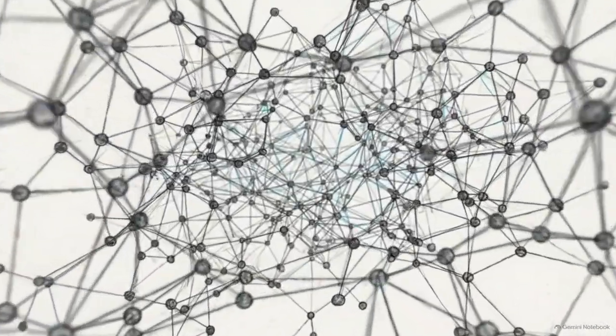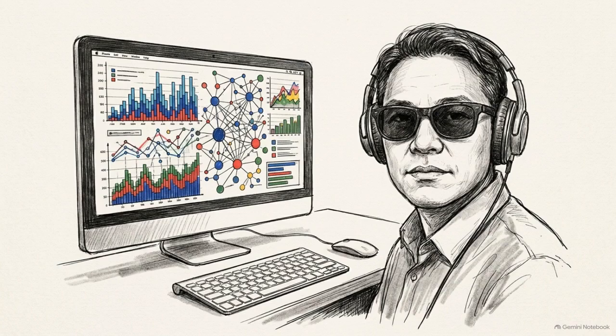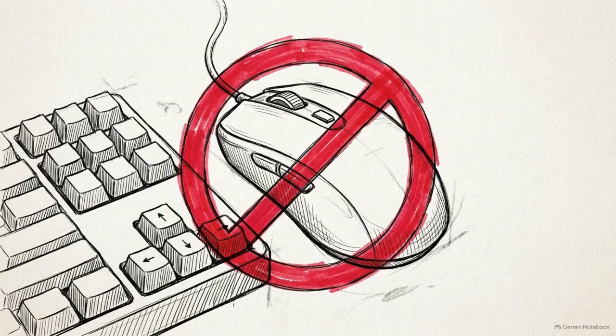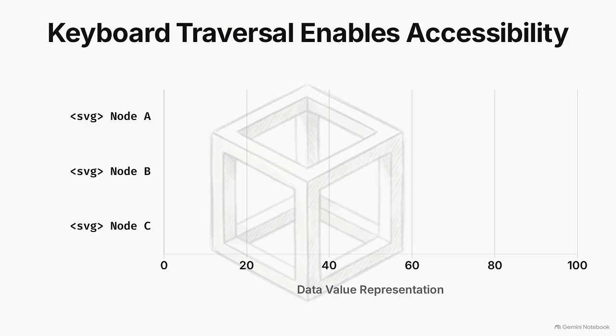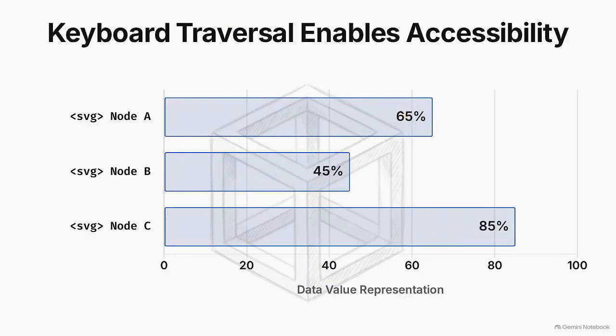A visualization is incomplete if its data is opaque to assistive technologies. Under WCAG 2.1 compliance standards, relying entirely on mouse hover states to reveal data automatically fails the accessibility requirements. This diagram shows the implementation of keyboard navigation. By assigning tabindex equals 0 to the interactive SVG elements, users can traverse the data logically without a mouse.